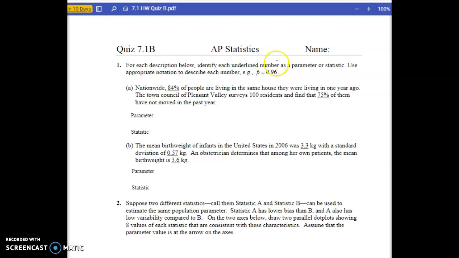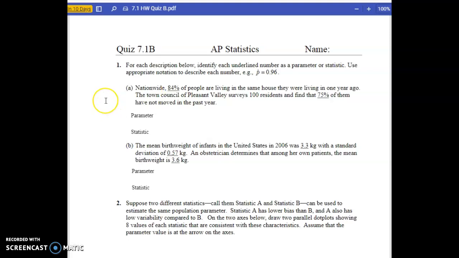So the first question here on this homework quiz, this is not an assignment for you. I just want to go through it so you get a little bit of everything. We're asked to decide if in each of these parts, whether the underlying number is a parameter or a statistic. And just to review, parameters are numbers that describe a population versus statistics are numbers that describe a sample. So you collect a bunch of data from a population, you calculate some number, that's a parameter. You take a sample, a subset of a population, you make some calculation, that number is a statistic.